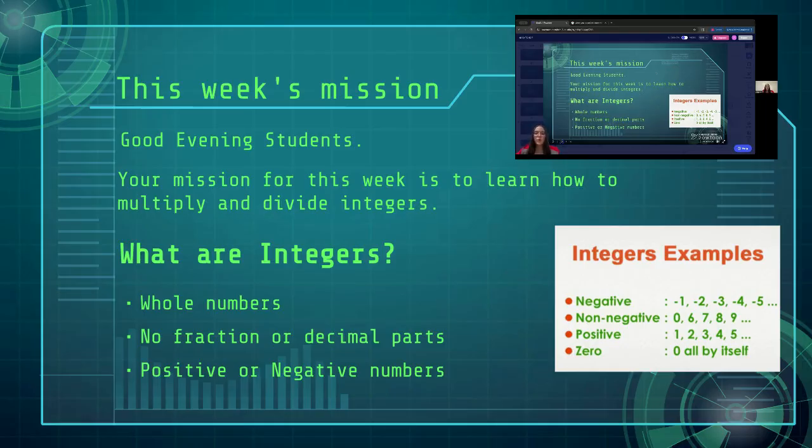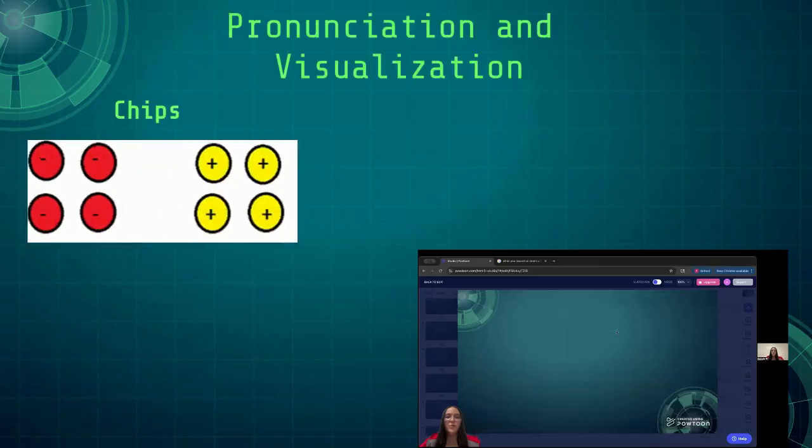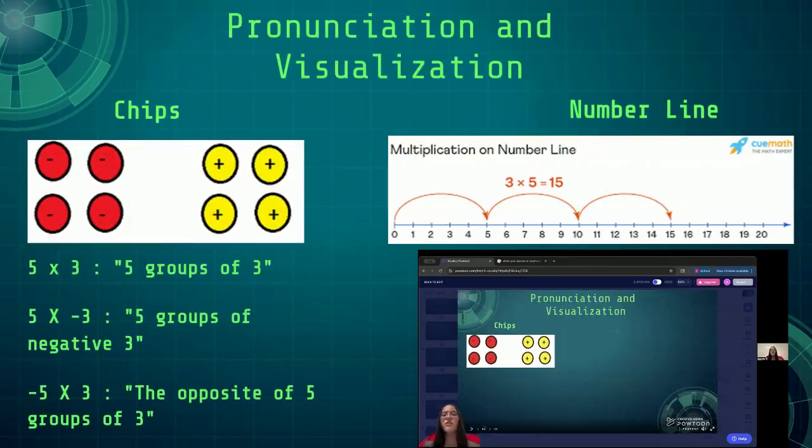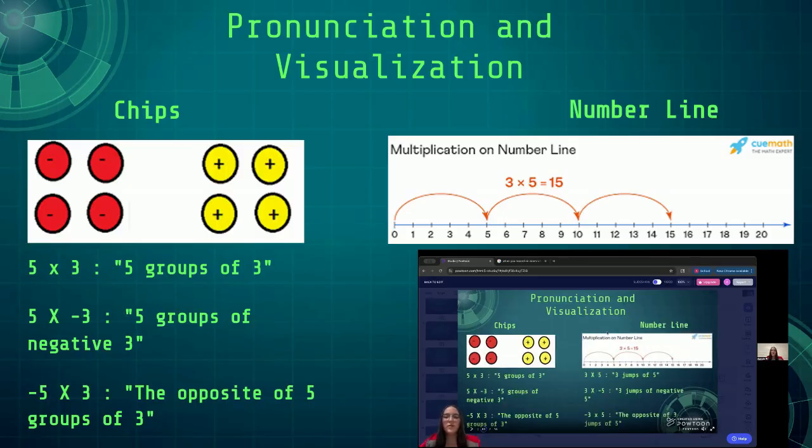So we will be using pronunciation and visualization techniques to help us solve our math problems. Pronunciation is very important because knowing and learning how to pronounce your problems can sometimes give clues and even straight up instructions on how to solve. And visualization puts things in front of you, and it is easier to understand how we get to our answer. We're going to be using two types, chips and number lines.